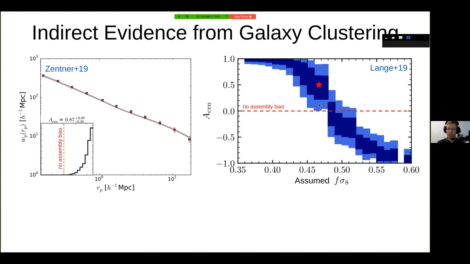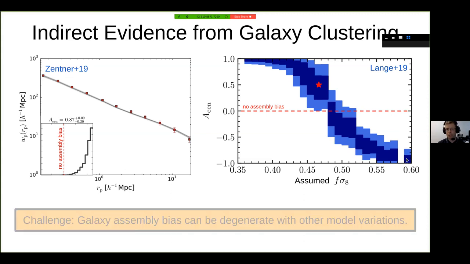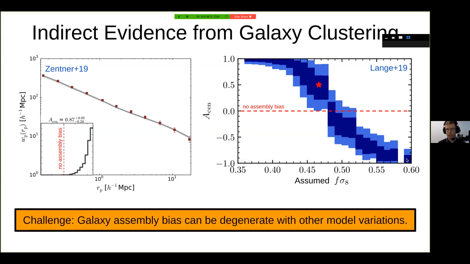parameter. If, on the other hand, we assume an F sigma 8 that is too low, we can infer very strong galaxy assembly bias, but it's not actually there. Similarly, if F sigma 8 is too high, we get either no assembly bias or even the reverse galaxy assembly bias. So now instead of galaxies preferring high concentration halos, they prefer low concentration halos. So all this to show that certain model variations can easily be degenerate with galaxy assembly bias, and something like that needs to be tested whenever you claim detection for galaxy assembly bias.